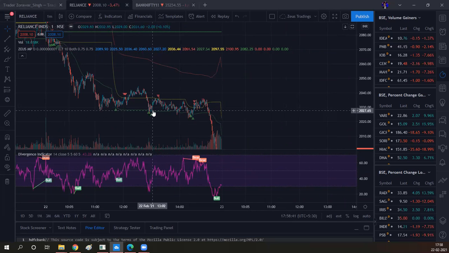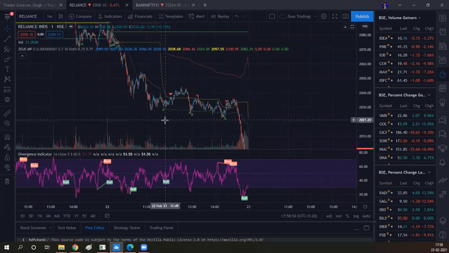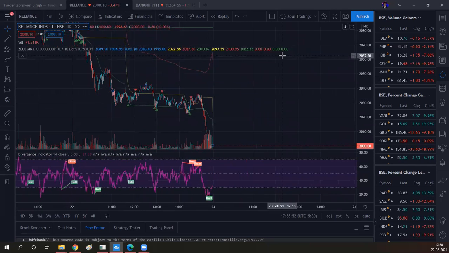So if you've taken a trade, if you want to at least book one position out of it, you probably want to book it at a level like this. So the moment the market reaches some level like this, you can think of booking one lot at least. कि हाँ profit तो है इस trade में now.